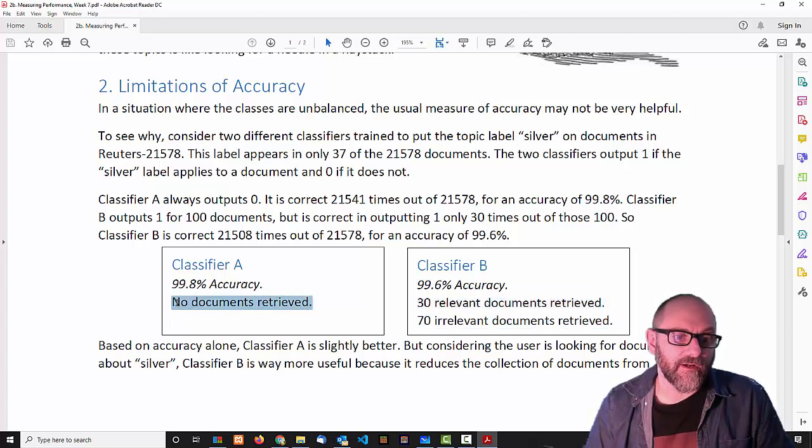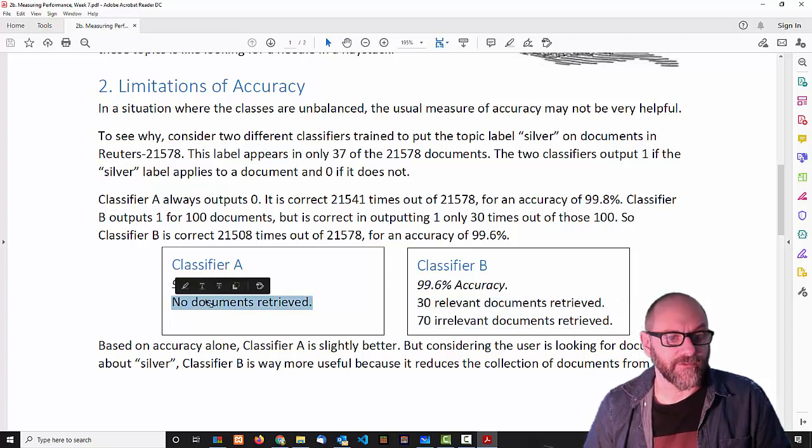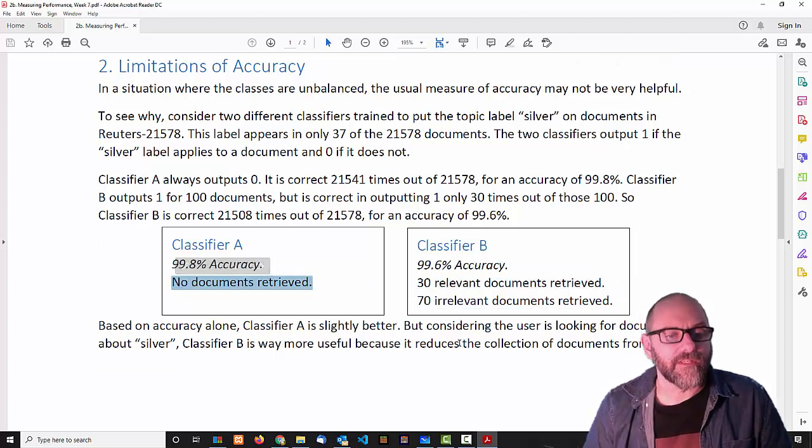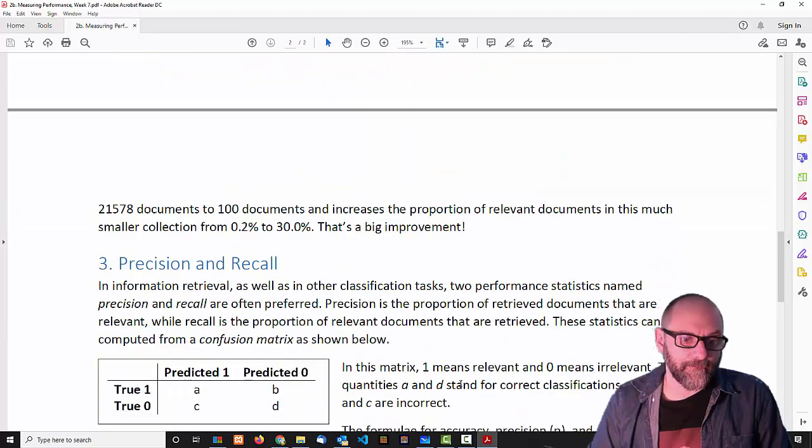This thing over here recalled 0. Its recall is 0. So right away, you know, this is not doing very well. And its precision is actually an undefined number. It's actually 0 over 0, which is undefined. So when you look at precision and recall, this one is doing way better. This one found 30 out of the 37 relevant documents. This one found 0 relevant documents. So it gives us, in a way, a better view of what these algorithms are actually doing.